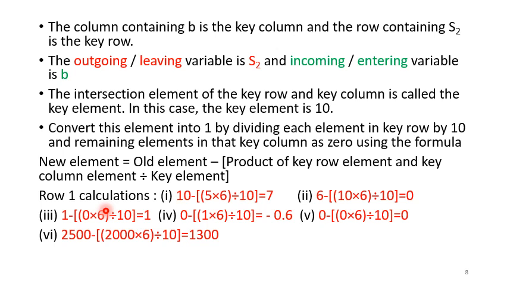Divide all the elements in the old key row. In the old table, whatever elements were there in the second row, because that is the key row, you divide all elements by the pivot element or the key element, the intersection point, that is 10. So all elements in the new table in the second row, where S2 has left and B has come in, will be the old value divided by 10.